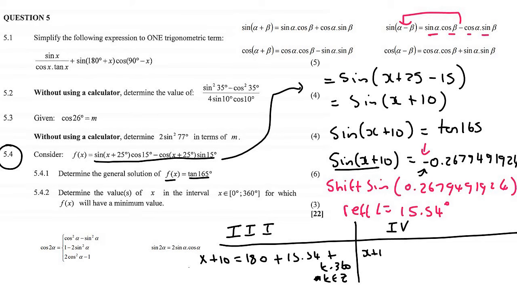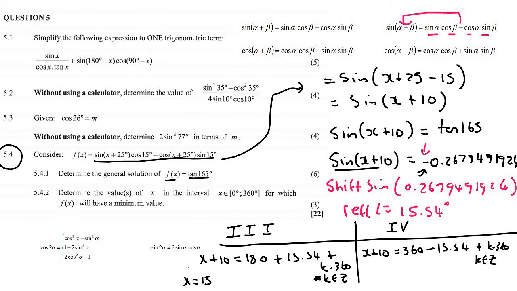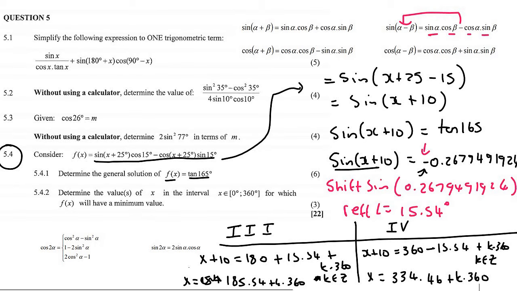And then for quadrant number 4, x plus 10 is equal to 360 minus the reference angle, plus k times 360, k is an element of Z. Now you just work out x in both of those. For this one you get x equals 185.54 plus k times 360, and I should be saying k is an element of Z, I'm just running out of space. And then over here we're going to get 334.46 plus k times 360, k is an element of Z.